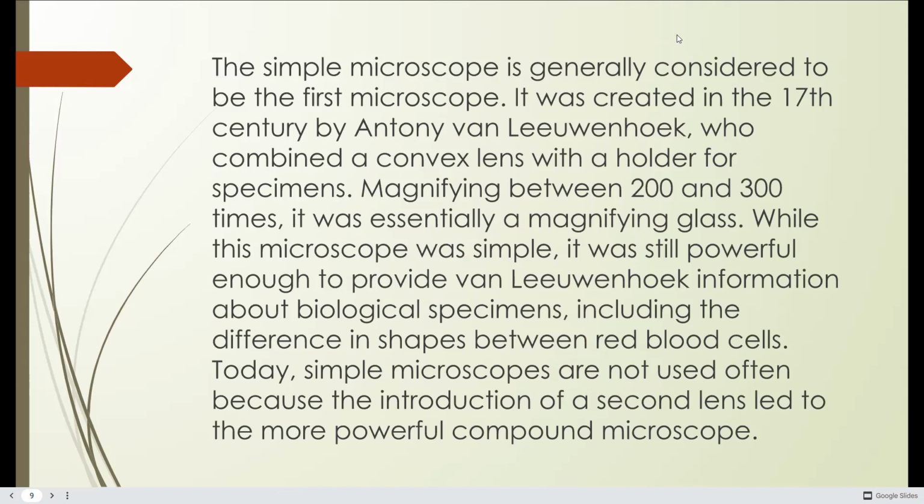It was created in the 17th century by Leeuwenhoek, who combined a single lens with a holder of the specimen, magnifying between about 200 and 300 times. While this microscope was simple, it was still powerful enough to give information about specimens, including the difference in shapes between different cells.